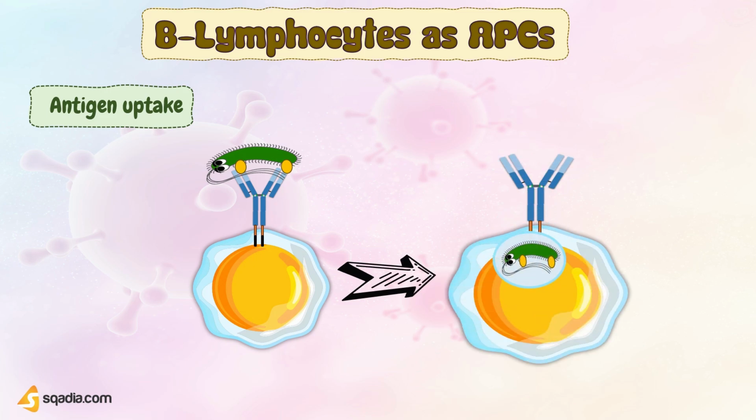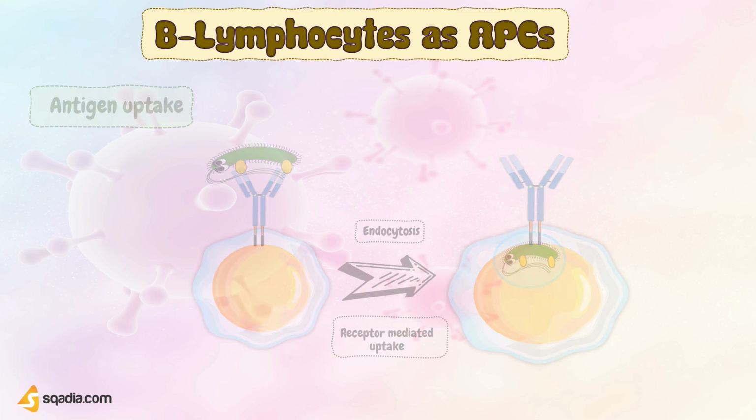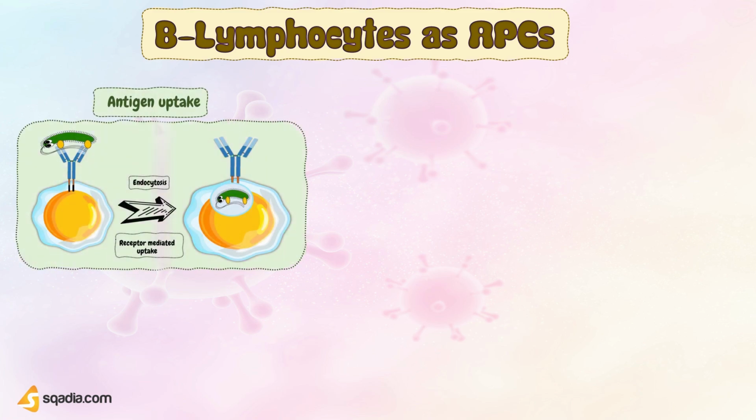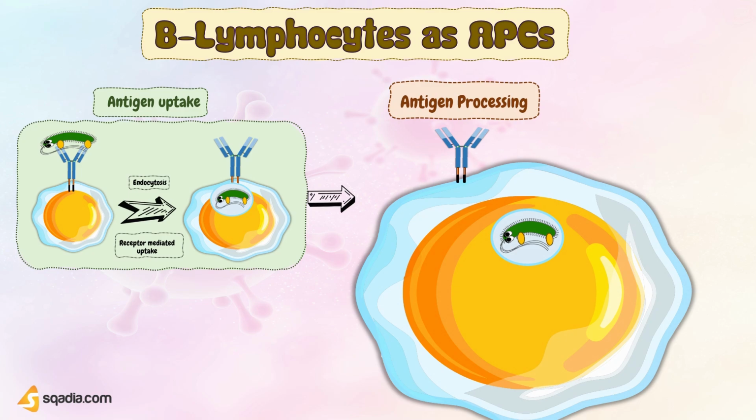Alternatively, they can internalize antigens through endocytosis or receptor-mediated uptake as well, just the same way as I have explained already. Then after antigen uptake, they initiate antigen processing inside the cell. Once engulfed, the captured antigens inside the B cell are broken down into smaller peptide fragments.